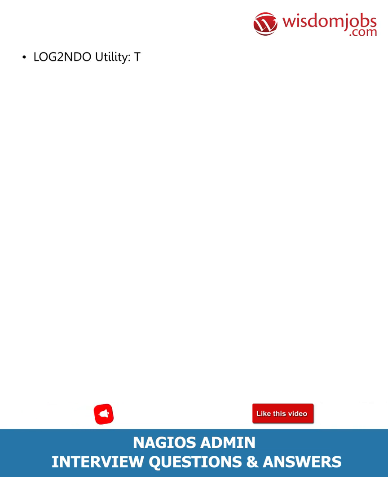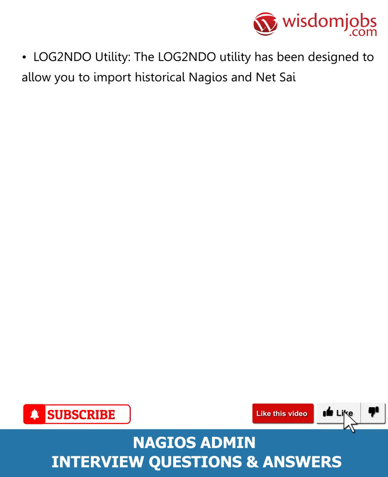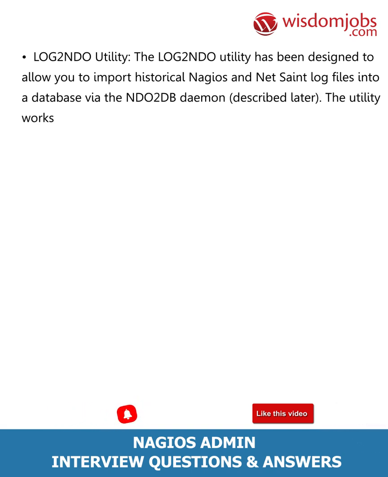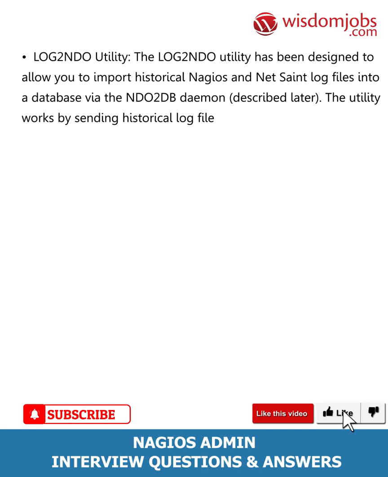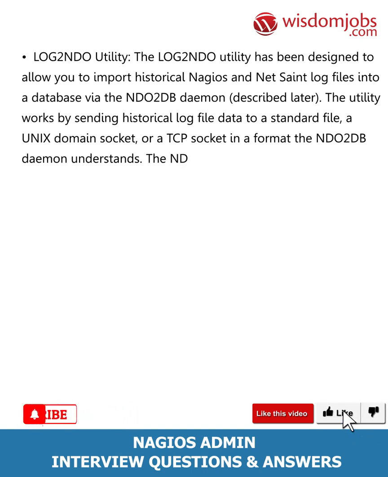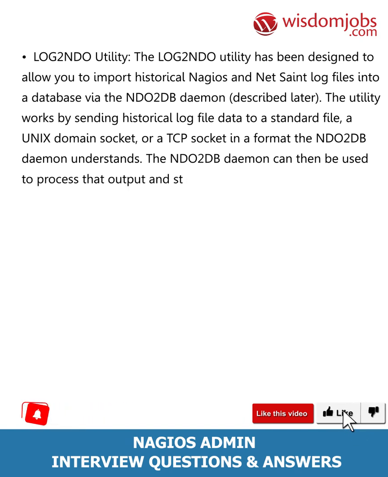Log2NDO utility. The Log2NDO utility has been designed to allow you to import historical Nagios and NetSaint log files into a database via the NDO2DB daemon described later. The utility works by sending historical log file data to a standard file, a Unix domain socket, or a TCP socket in a format the NDO2DB daemon understands. The NDO2DB daemon can then be used to process that output and store the historical log file information in a database.